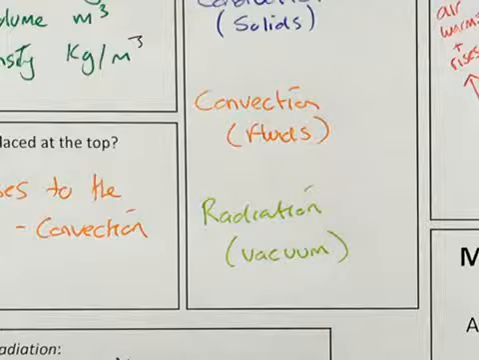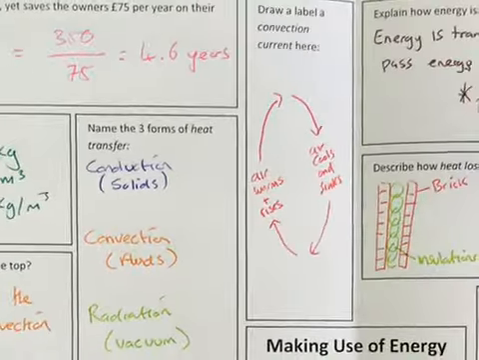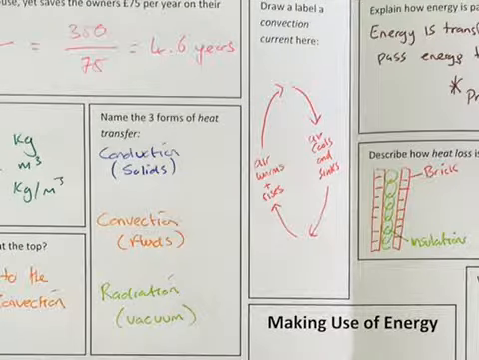And then you've got radiation, which is more of a wave, and it can move through a vacuum. So it doesn't need any particles to move. I might go with this diagram now for convection. Draw a labelled convection current here.